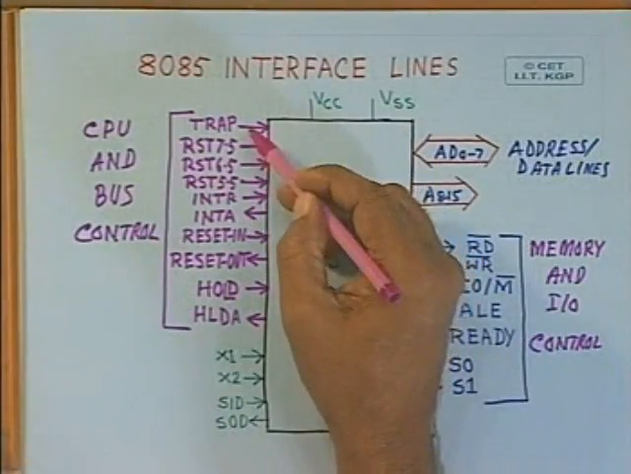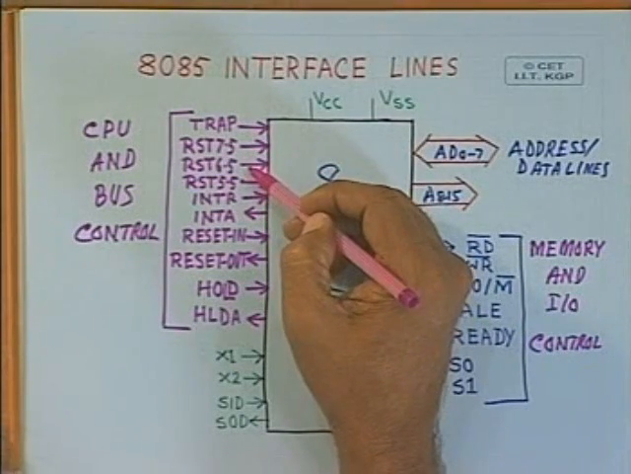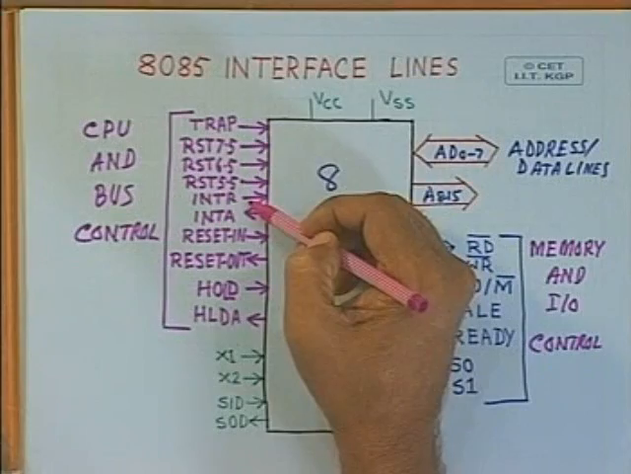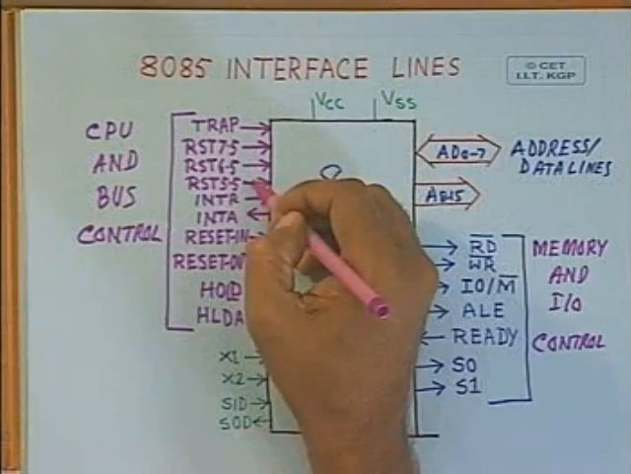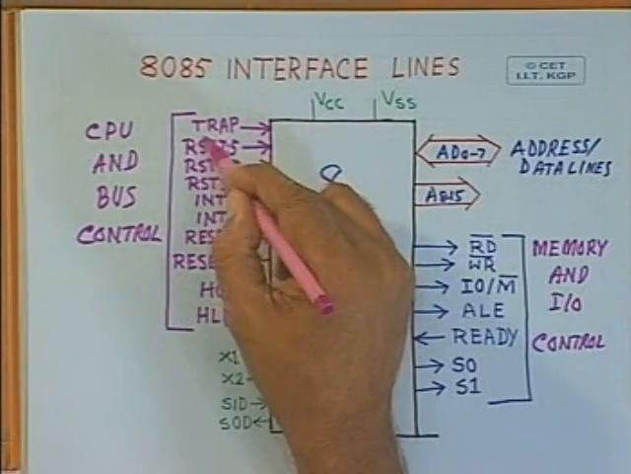All these lines, trap, RST 7.5, RST 6.5, RST 5.5, INTR, these are all interrupt inputs. So 8085 has got a very powerful interrupt structure, a number of interrupt lines. Later on we shall discuss in detail, and we shall see that a microprocessor must be provided with at least two interrupt inputs. One is known as non-maskable interrupt, which cannot be masked. Another has to be maskable. And in case of 8085, trap is that non-maskable interrupt.